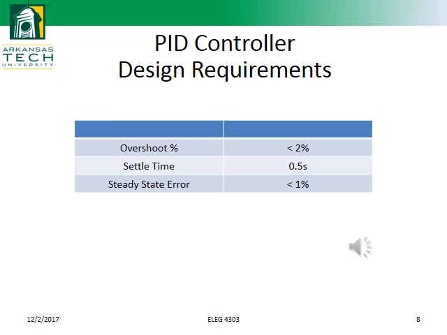The design requirements for the motor we're going to analyze are a less than 2% overshoot, a settle time of 0.5 of a second, and a steady state error of less than 1%.